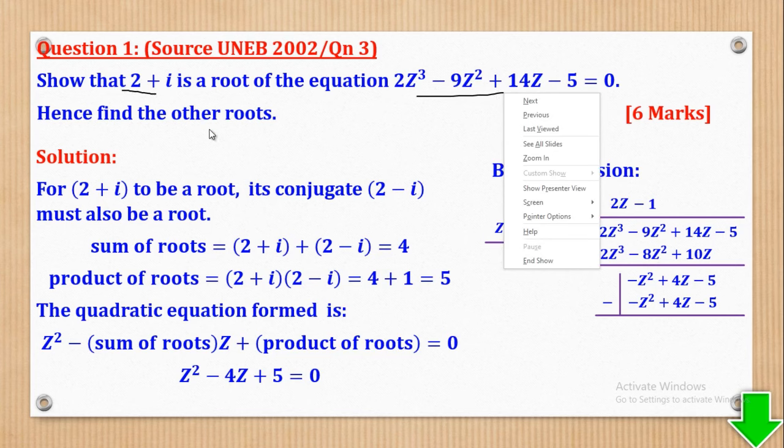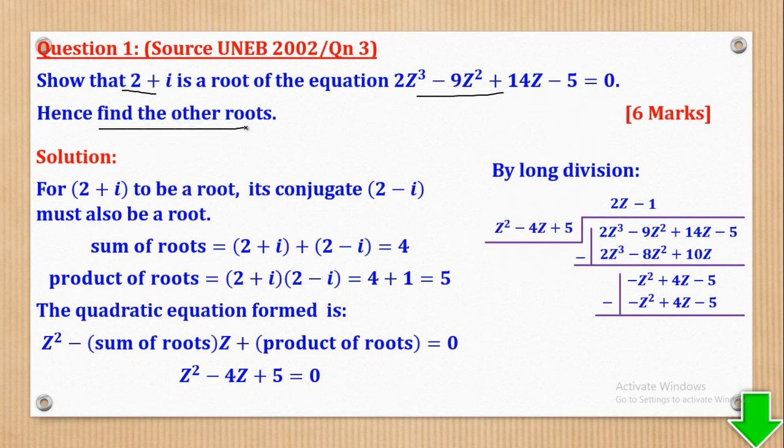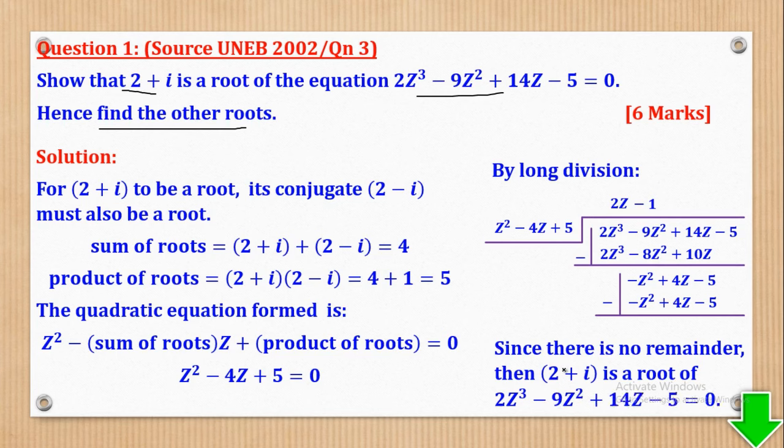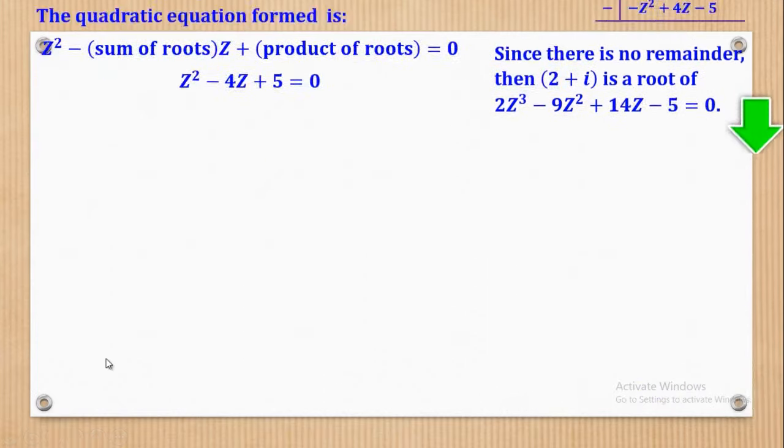But they also said for the hence part to get the other roots. Since there is no remainder, then this is a root of this equation. Now let's go and get the other roots. One of the other roots we have already got, the conjugate. Then the other one will be got from this here, the quotient.